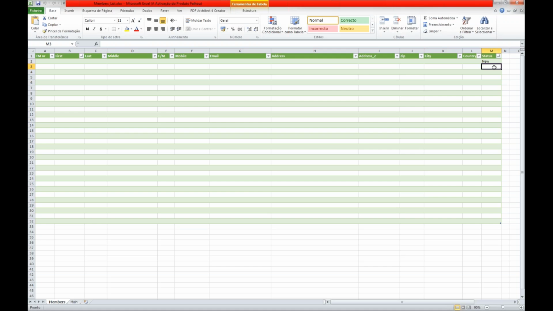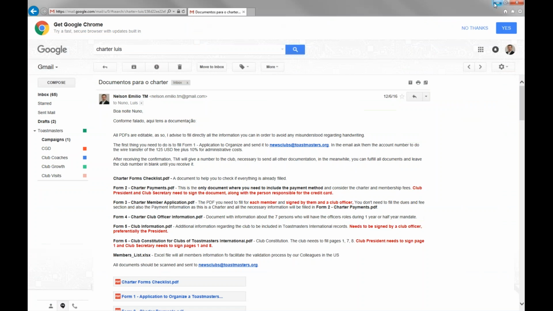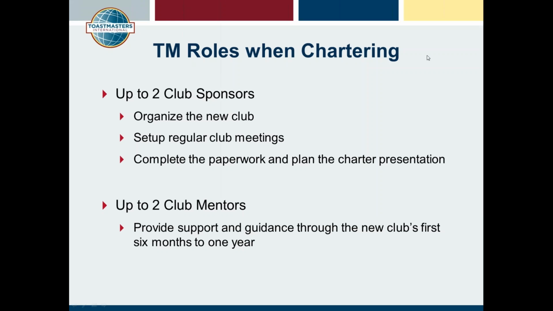So by using this Excel file, it helps our colleagues in the United States because they can check the form that you are sending and also the data that you are putting in the Excel file. So it's a way to make the process easy for them and also for you, because if things are not right, sometimes they take too long to get back to you. Sometimes there are misunderstandings in the communication of what is needed. So my advice is use that Excel file to include all members, and you can send the documentation to me.